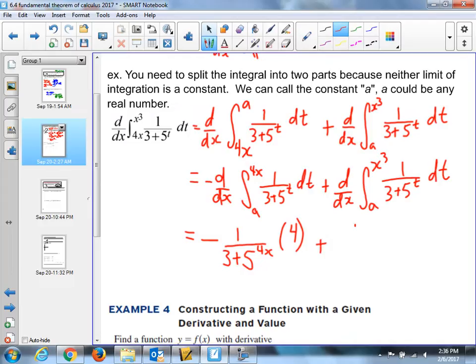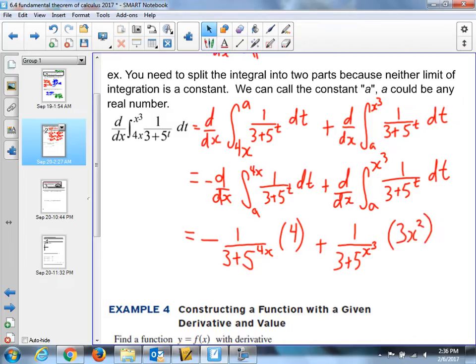Plus 1 over 3 plus 5, plug in the x cubed. Make sure it looks like it's an exponent inside an exponent there. Then the derivative, 3x squared, the derivative of the inside. You can leave this. I wouldn't expect you to simplify that.